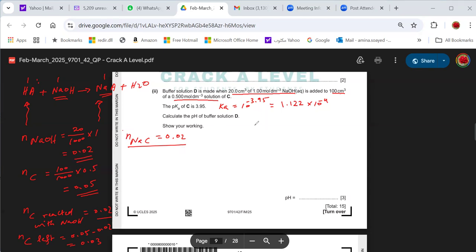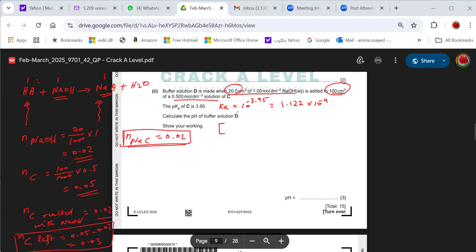Now we want to get the concentrations, because we know that when a solution is added to another solution, the volume will change and the concentration will change. So although we started with 0.5 mole per decimeter cube of solution C, in order to get the new concentration, we have to divide the number of moles we got by the total volume of the solution. So here we got the number of moles of the acid C that is left in the form of an acid, and this is the number of moles of the salt that is formed.